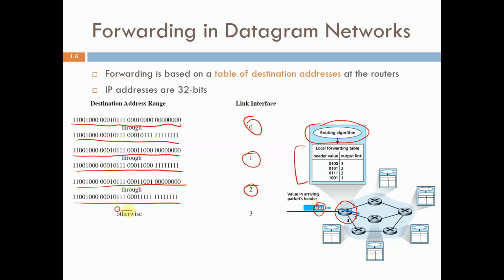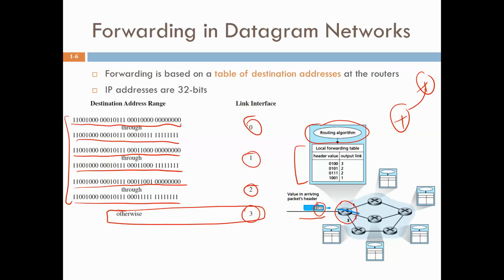Every router will also have an entry that is called the default route. It's basically an otherwise entry, meaning that if the destination IP address in the packet is nowhere within the ranges that are saved in the forwarding table already, there is a default route. There is a default interface. Basically, this router then will give the packet to another router that has more information about how to forward.